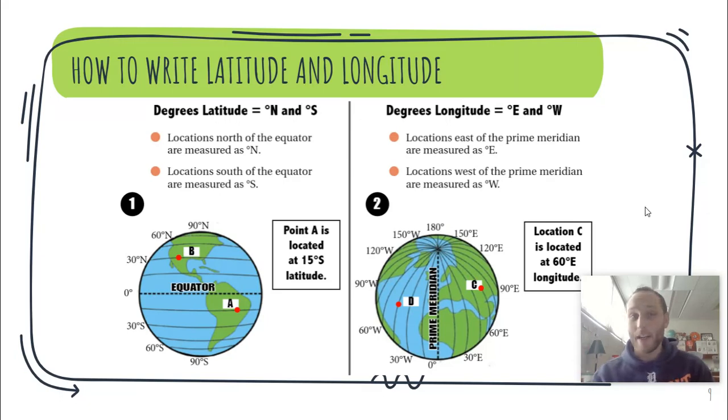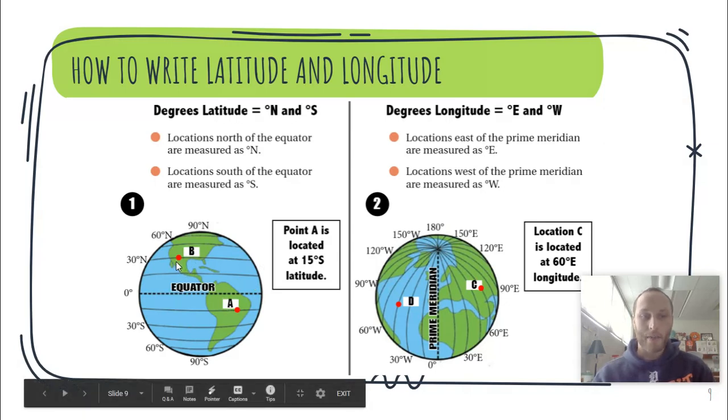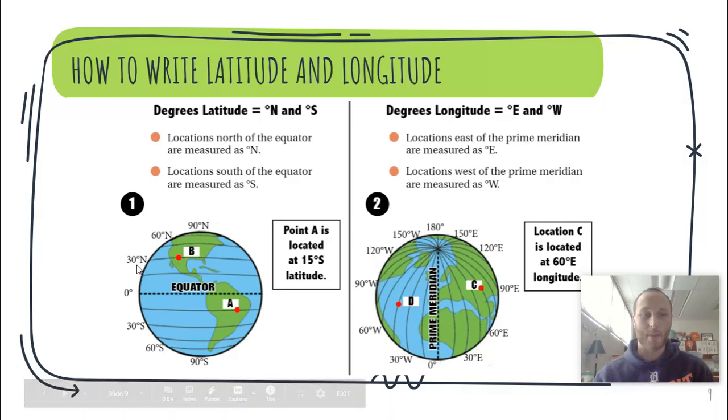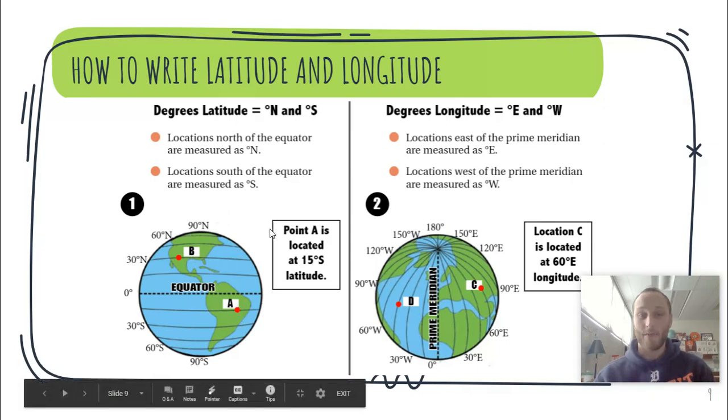Okay, so how do I write latitude and longitude? So we know that our latitude lines are going to measure north and south of the equator. So all I have to do is, if I have a certain point, I see that this one's right on 30 degrees north, I am going to know that point B is 30 degrees north of the equator, so I would just write 30 degrees north. Okay, and you see letter A, they actually did for you. Point A is located at 15 degrees south.